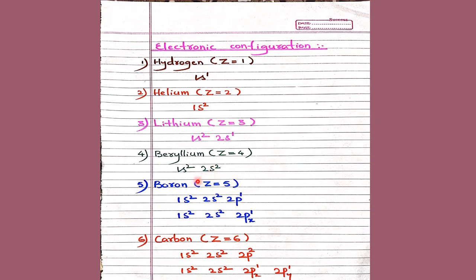Boron, atomic number 5: 2 electrons in the 1s, 2 electrons in the 2s, then the fifth electron enters the 2p. Here, where will it go? In 2p there are 3 orbitals, 2px, 2py, 2pz. All three are degenerate. So the electron has a choice to enter any one of these three orbitals because all have equal energy. So I have taken 2px1.